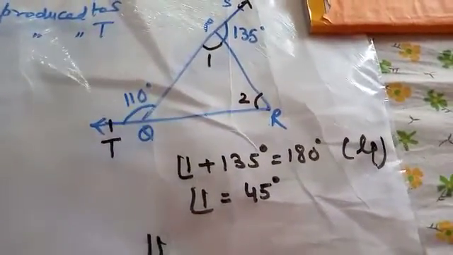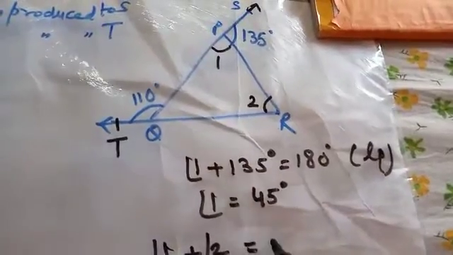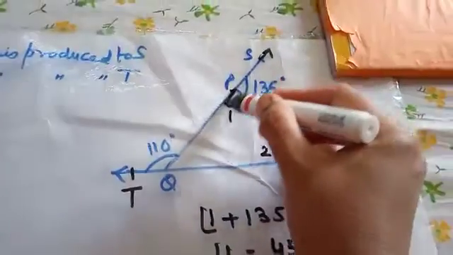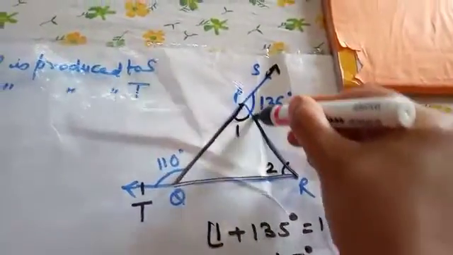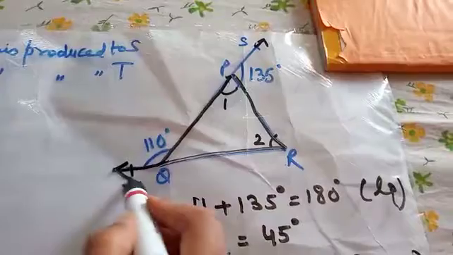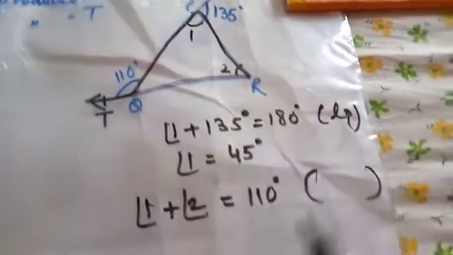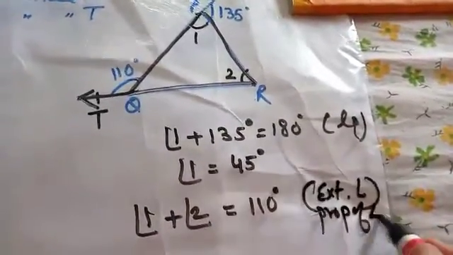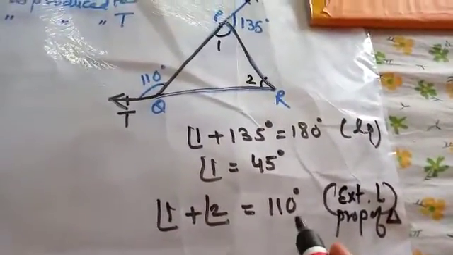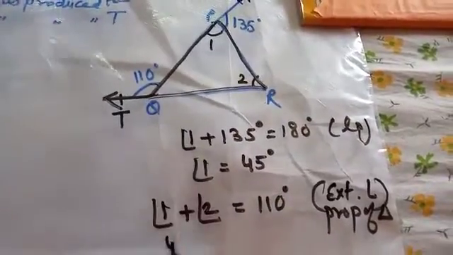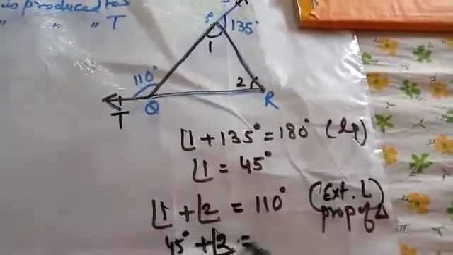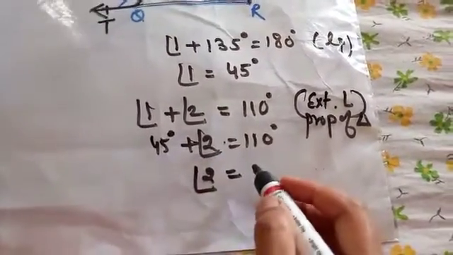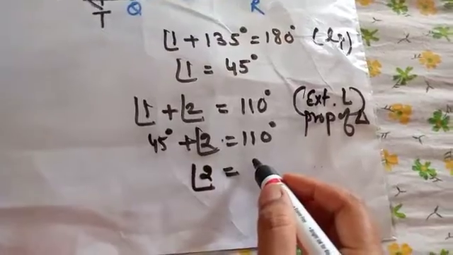Right. Now I am writing something. You have to give the reason for this. 1 plus 2 is equal to 110. What's the reason? Look, this is a triangle and this is a side which is produced, so this becomes the exterior angle. So I'll write exterior angle property of triangle. So 1 plus 2 is equal to 110. I know 1 is 45, so 45 plus 2 is equal to 110. So angle 2 will be equal to 110 minus 45. How much it will be? 65.